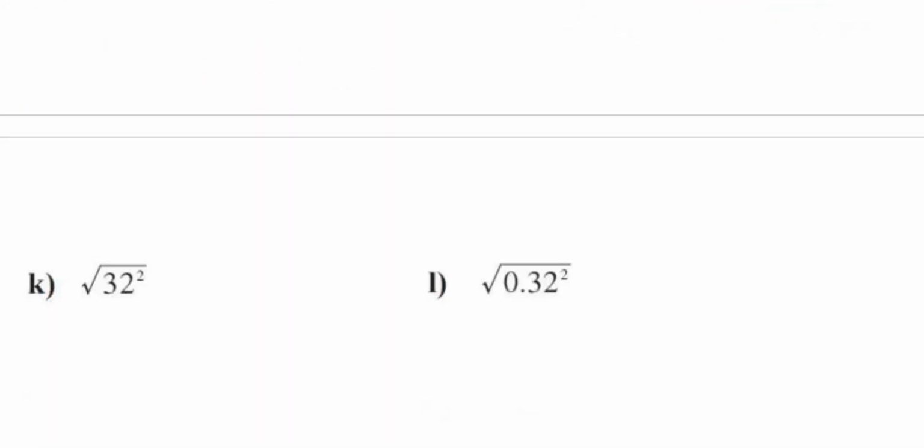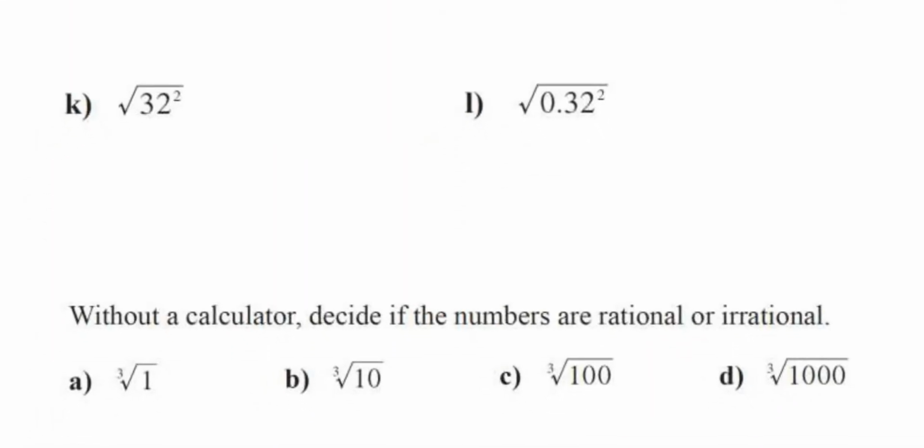Okay, so move on to K and L. K and L, this is a very nice one, where if you're taking the square root of something, and if there's a square there, then basically what's happening is that the square root and that power 2, they just cancel each other out, and you're left with the inside number, which is 32. So this is a rational number. And same with letter I.